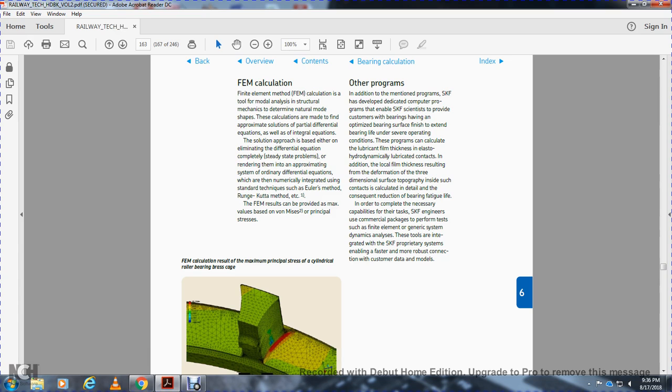With the consequent reduction on the bearing fatigue life, in order to complete with the necessary capability, SKF engineers tap a complete package to perform the tests and serve the finite element generator systems dynamic analysis. These tools integrate with the SKF proprietary system to enable a faster and more robust connection with the customer data and models.